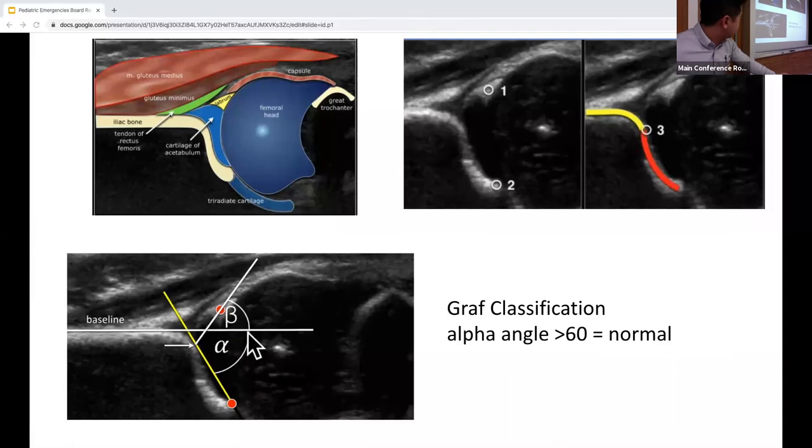And then the angle you measure is the alpha angle. In general, a normal hip is going to have an alpha angle more than 60. There are a lot of different kinds of DDH with different alpha angles and beta angles, but the main angle you want to look for when you're looking at this ultrasound is an alpha angle of 60.